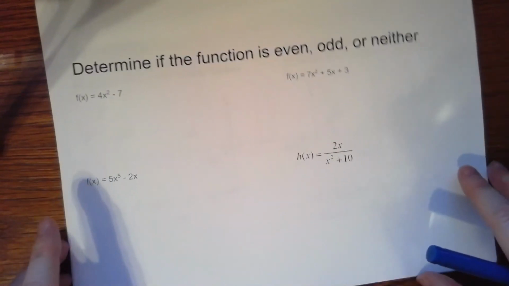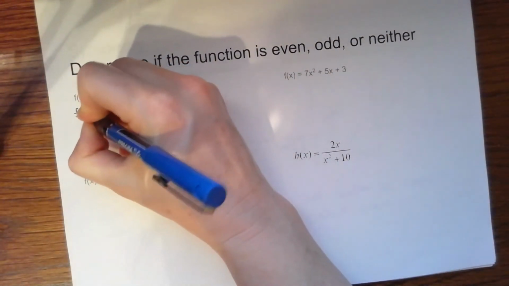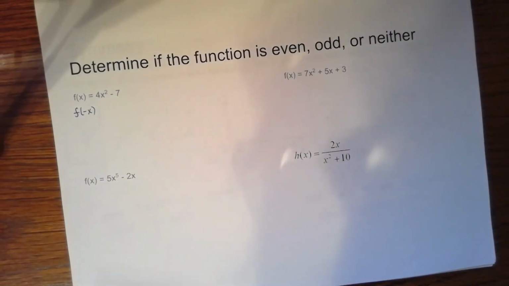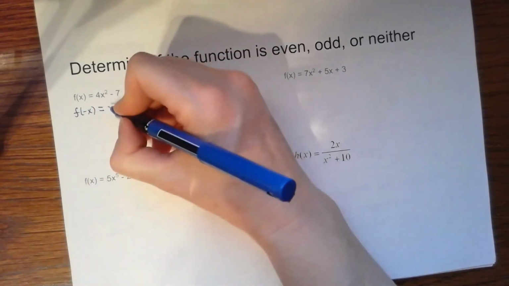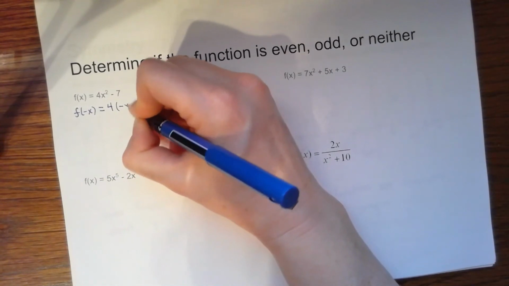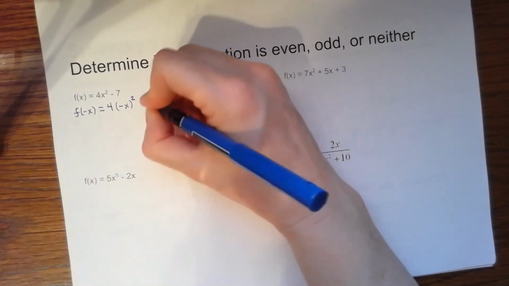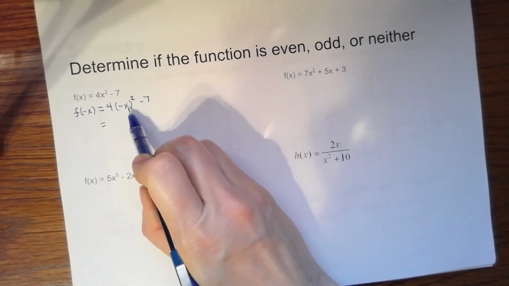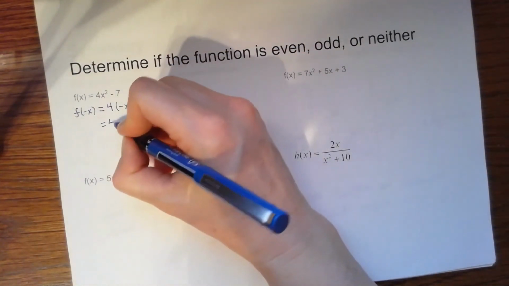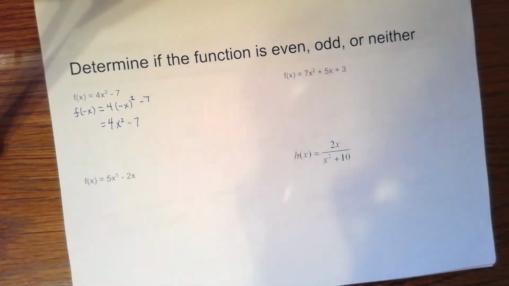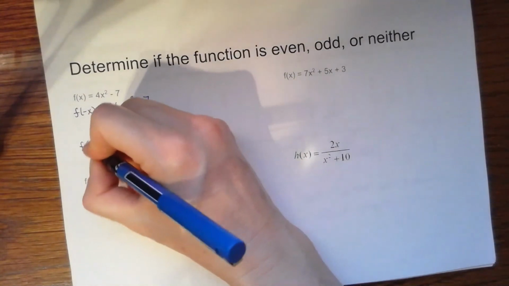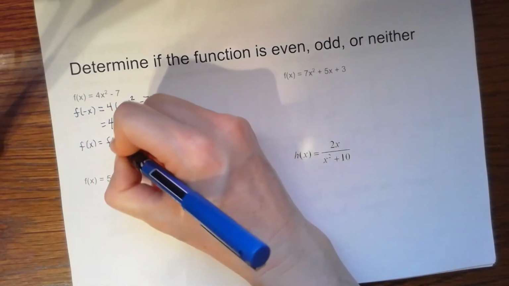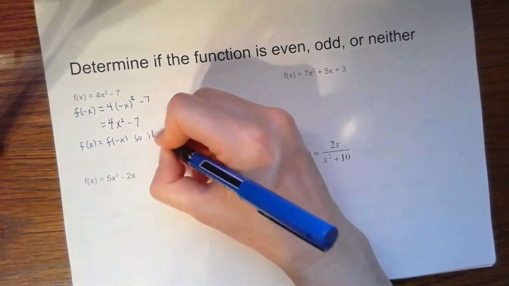Okay, so for each one of these, we just want to look at what f of negative x is and how that compares to the original function. So, again, think of this as f of box equals 4 box squared minus 7. So I would take 4, I would put minus x in the box and square that. Okay, well when I square a negative number, I just get a positive, so that would be 4x squared minus 7. Okay, so what we see here is these are exactly the same. So f of x equals f of negative x, so it's even.